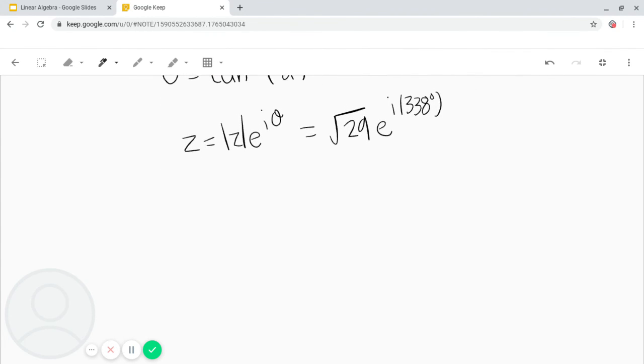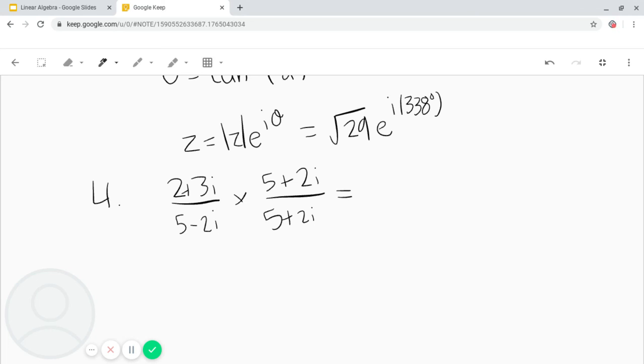Okay, finally, we want to do a division. So we have 2 plus 3i divided by 5 minus 2i. And remember what we want to do here is multiply by the conjugate of the denominator over the conjugate of the denominator. So we'll say times 5 plus 2i over 5 plus 2i.